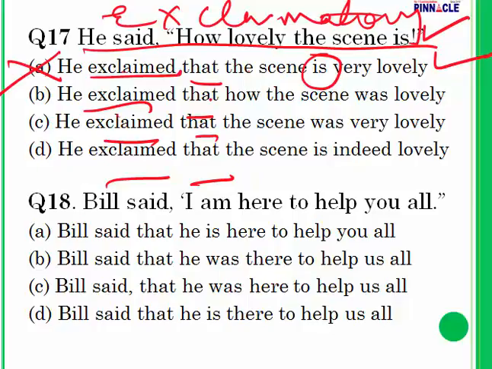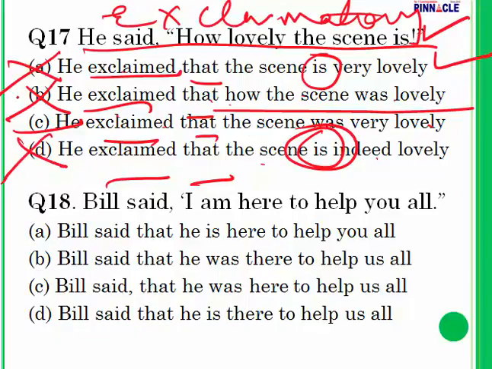B. He exclaimed that how the scene was lovely. Here in part B, the exclamatory sentence is not changed to a simple sentence, which has not been done in part B. C. He exclaimed that the scene was very lovely. This could be my answer. D. He exclaimed that the scene is, again no change of tense, so D gets eliminated. What am I left with? I'm left with C. So my answer is C.